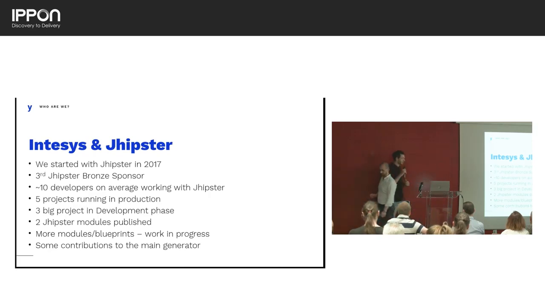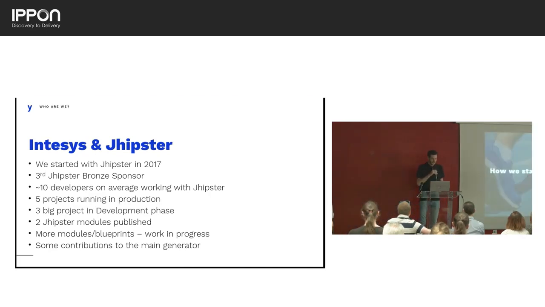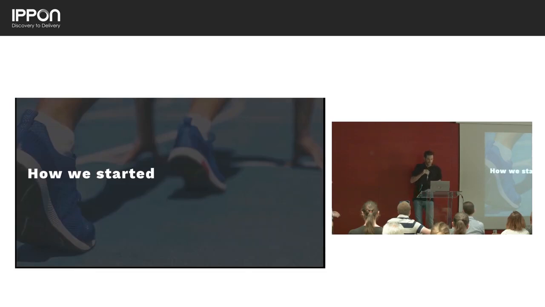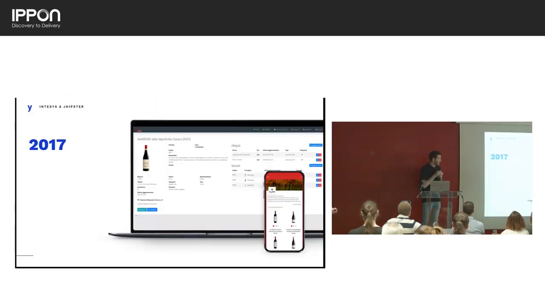Okay, thank you. So hello everybody, thank you again to the JHipster team for giving us the possibility to talk. I'm going to start by telling you how we started with JHipster. The first project was not an enterprise project. Actually, it was a project for a wine reseller in Verona. Verona is quite famous for its wine.